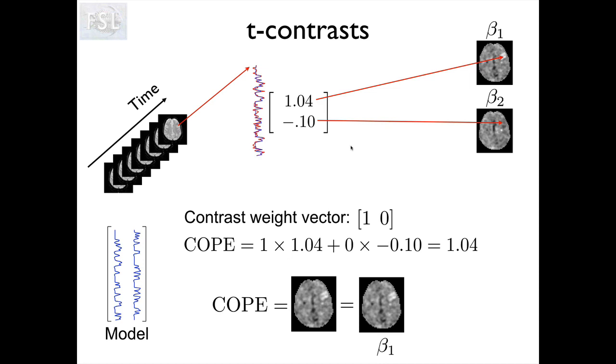So to generate our t-contrast here, first of all we generate our contrast of parameter estimates, and the contrast of parameter estimates is 1, 0. So it is 1 times beta 1, i.e. the parameter estimate for the first regressor, plus 0 times beta 2, i.e. it is simply beta 1. So the contrast of parameter estimates in this case is exactly the same as the beta 1 map.